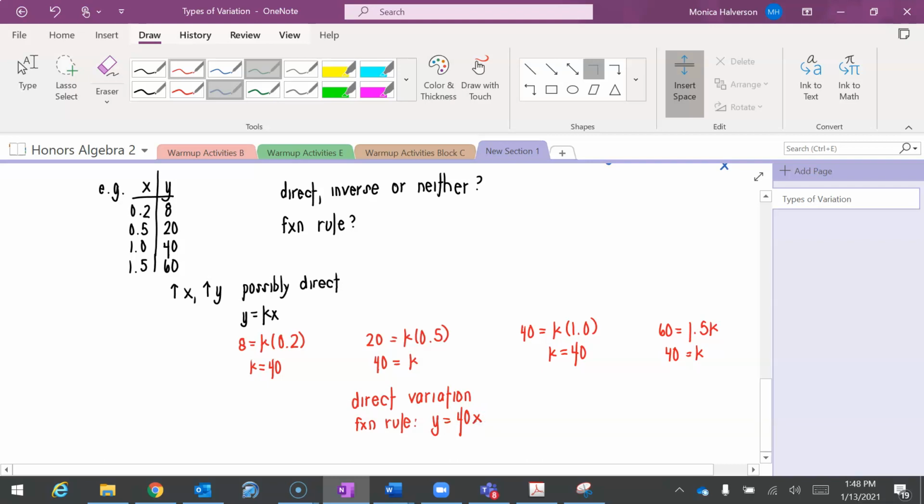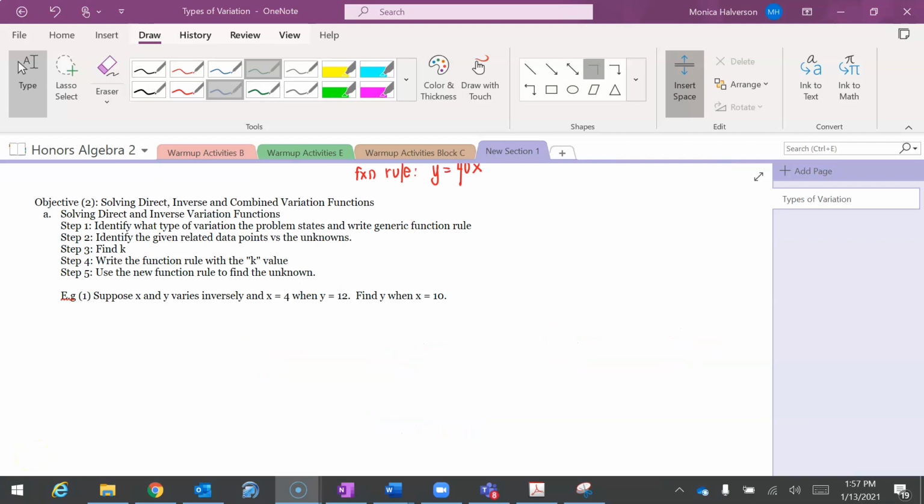All right, so now that we know how to identify from data whether it's direct, inverse, or neither, we need to look at how to solve variation equations. So let's first talk about solving direct and inverse variation functions. And you're going to want to follow these 5 steps when doing this.